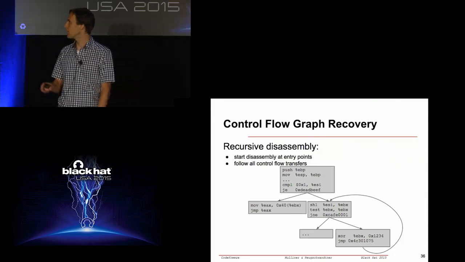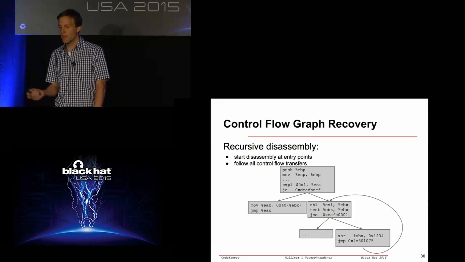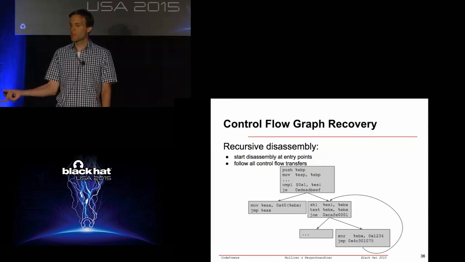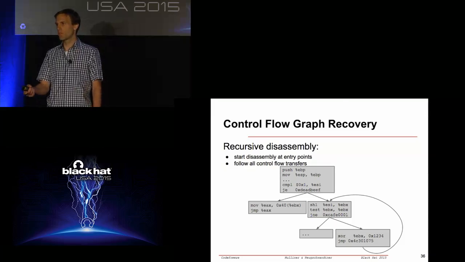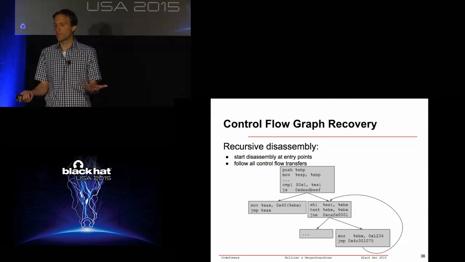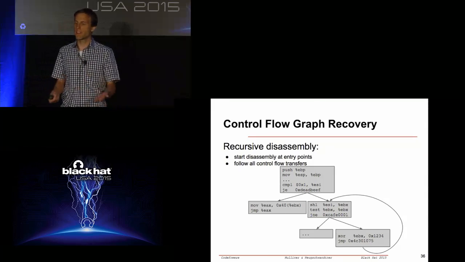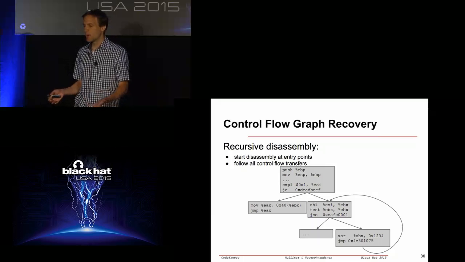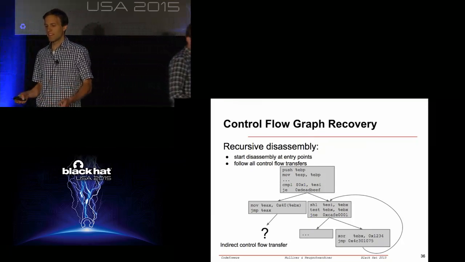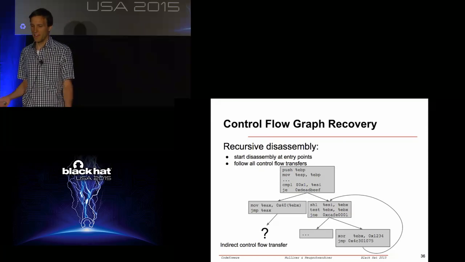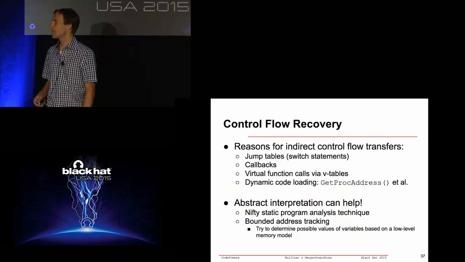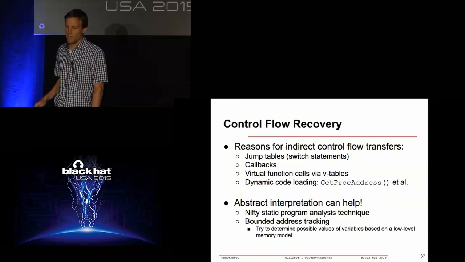Here on the left-hand side in this basic block, there's actually a memory address being loaded from memory into a register, and then we jump to the address that is stored in that register. And of course, with static analysis, offline, we don't know where this is actually going to point to. That's an indirect control flow transfer, and that can be troublesome.